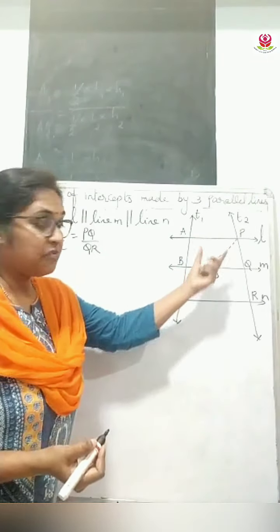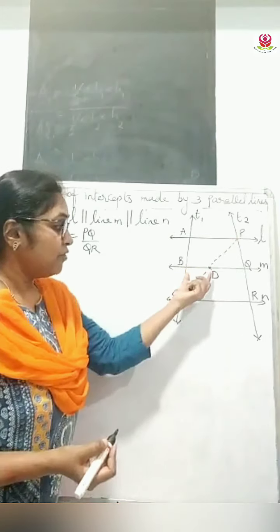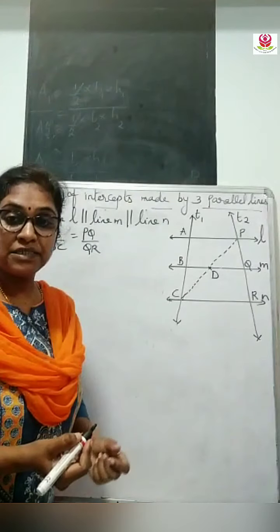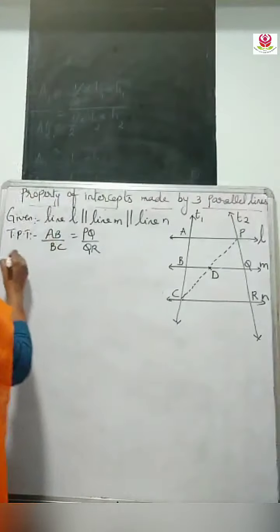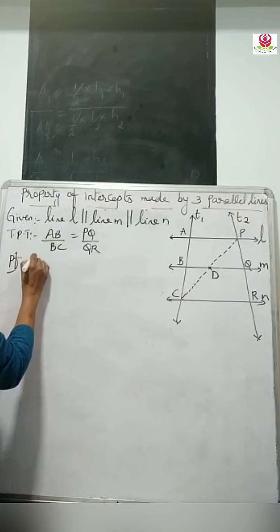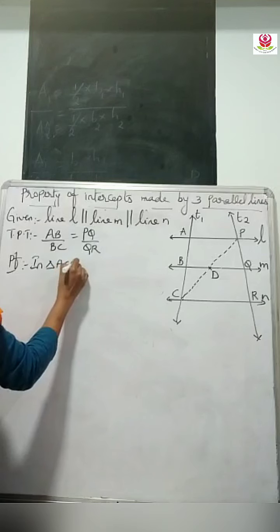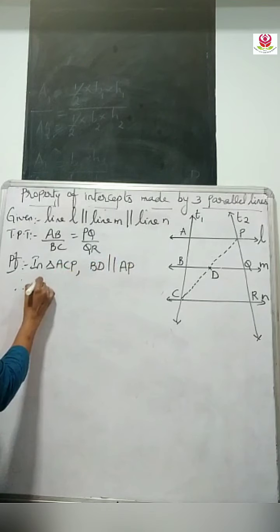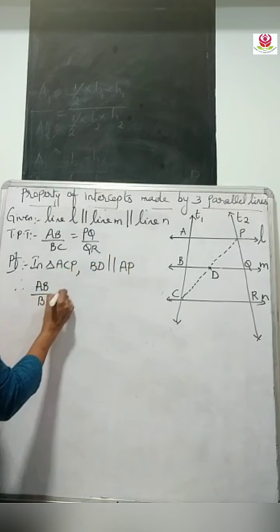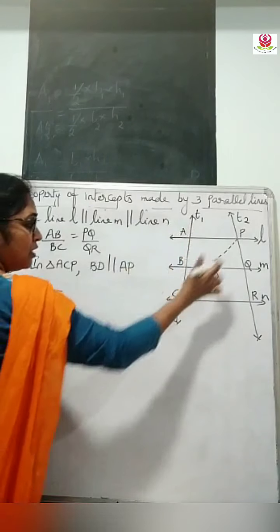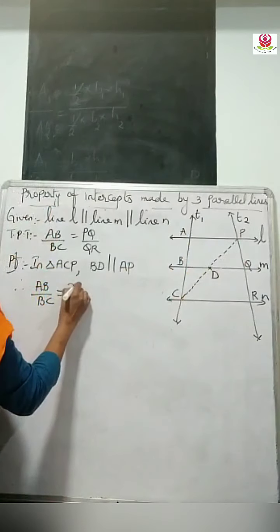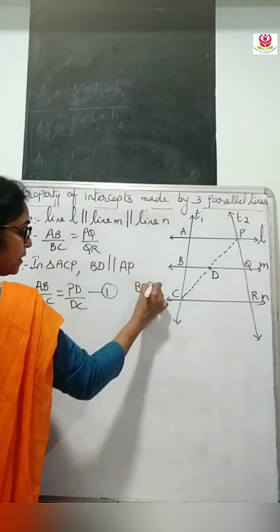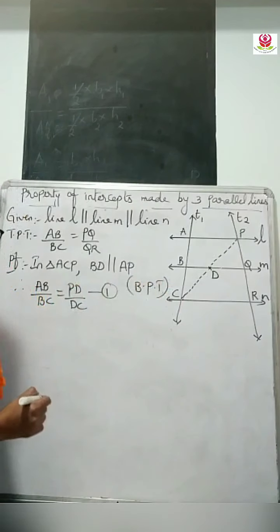Once again observe the triangle. In triangle ACP, we have BD parallel to one of the sides of the triangle, which means that we can apply the basic proportionality theorem. So we consider triangle ACP where BD is parallel to AP. Therefore, by applying the basic proportionality theorem, we get the ratio AB upon BC is equal to PD upon DC. You can mark this as equation 1, and the reason is BPT, that is the basic proportionality theorem.